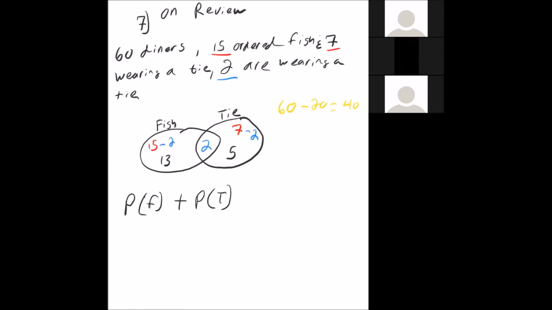All right, so the probability of ordering the fish is the 15 out of 60. Because we knew that it was 15. Now, we have overlap, so I'm going to put that here in just a second. The probability of wearing a tie, they told me, was 7. But we had that overlap, correct? Of where, like here, the 2. So this is the overlap. I'm just going to put overlap here. That's how I used to explain it. So minus the 2 out of 60. So if you do 15 over 60 plus 7 over 60 minus 2 over 60, what do you get?